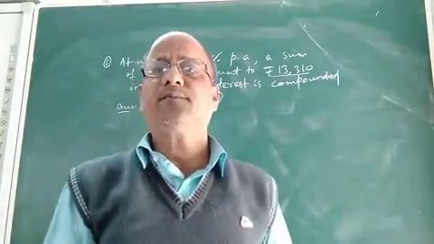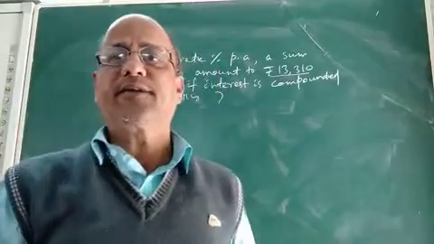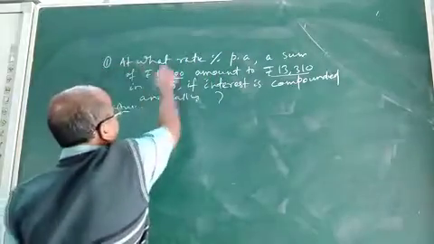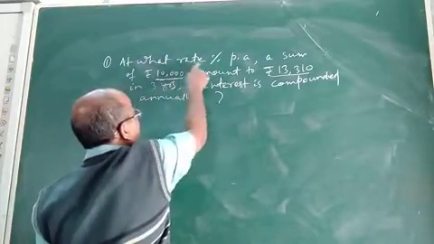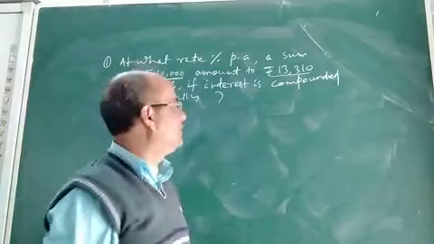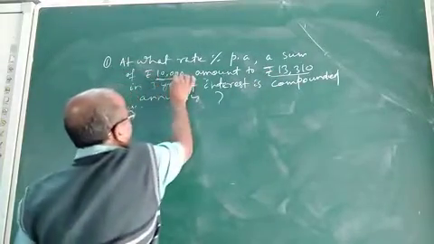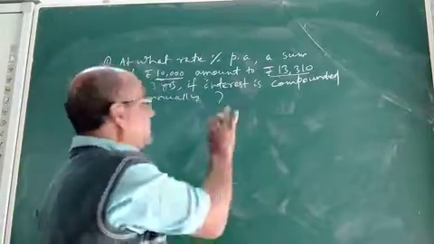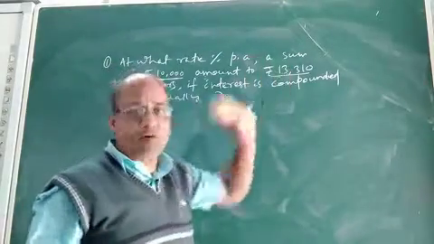Children, today let us discuss few questions on your compound interest. Okay. Suppose a question is given like this. At what rate of interest per annum does a sum of rupees 10,000 amount to rupees 13,310 in 3 years, if interest is compounded annually?